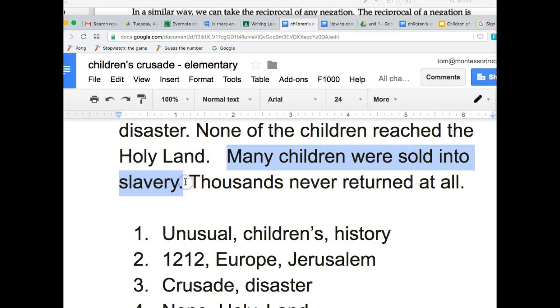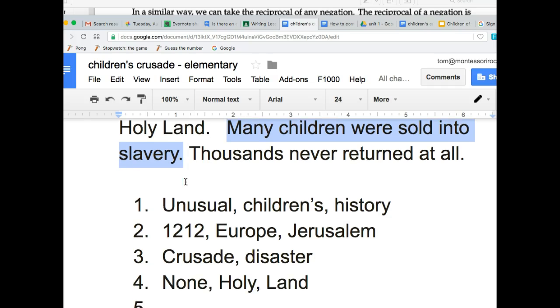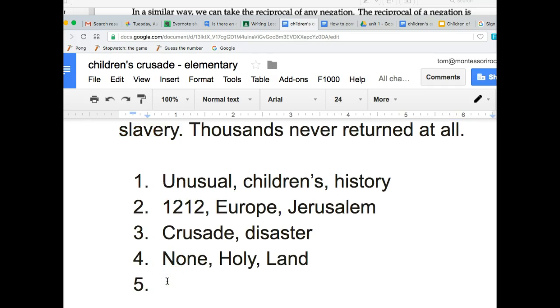Many children were sold into slavery. Okay. "Many sold slavery," or you could do "many became slaves." Many became slaves. And then our last one, what's our last sentence?